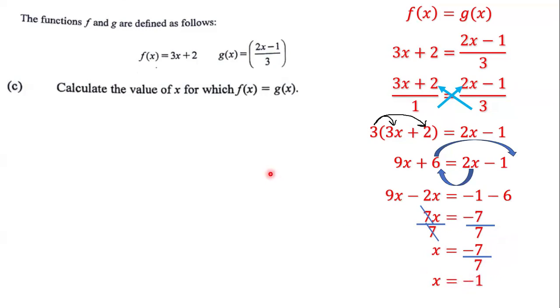So that means that the value of x for which f of x is equal to g of x is negative 1. And that's the answer to this question.